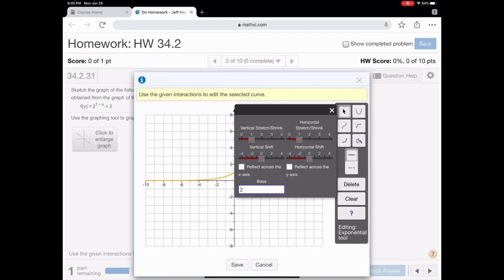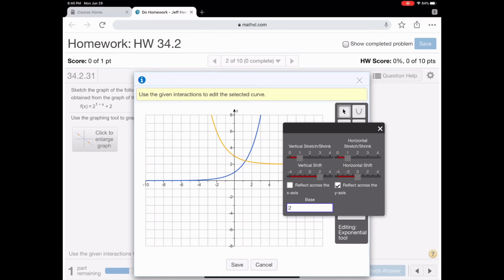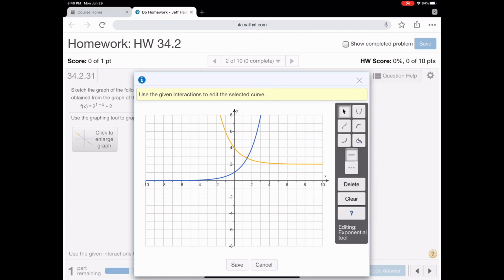So it looks like there's a vertical shift. That's the up-down thing of 2. So I'm going to move that over to 2. Good. And then also it reflects on the y-axis. We saw that. So I hit that one. Yeah, looking good. What else does it need to do? And then it was shift to the right 1. I think that's what we said. So we have a horizontal shift to the right 1. So I'm going to go like that. Okay, now everything looks good there.